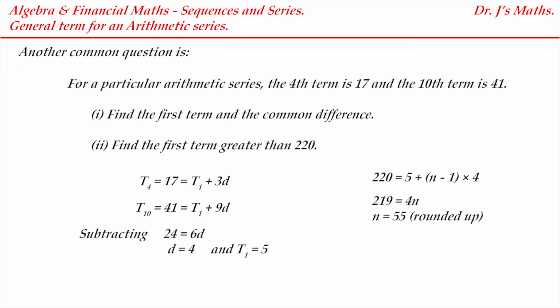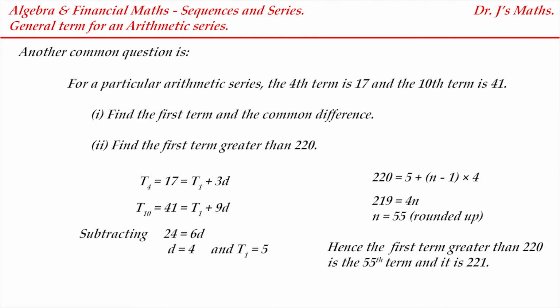So the first term greater than 220 is the 55th term, and substitute into your normal formula and you find that's 221. Report both of those just in case they want both. Sometimes they only want one of those, but be safe, give them both.